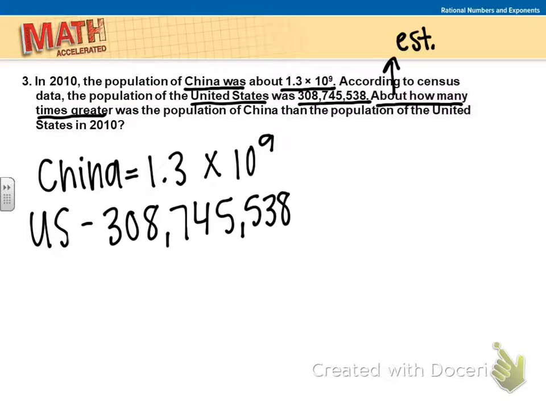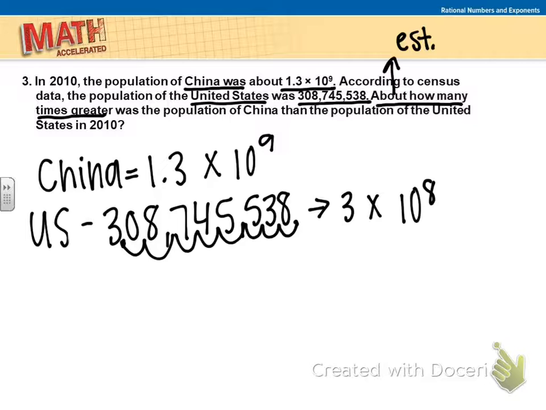So I'm going to go ahead and estimate the United States number, all right? So if I were to estimate this number, what would I estimate it to? We're estimating it in scientific notation. So if we start back here, we're going to move our decimal how many times until we get a factor between 1 and 9? 8, right? Well, if we were to estimate, is 3.08 going to make that 3 go up to a 4? So I'm just going to get 3 times 10 to the 8th power. Good. So now I have both my numbers expressed in scientific notation. So now let's figure out what it's asking. It's asking how many times greater was the population of China than the United States.